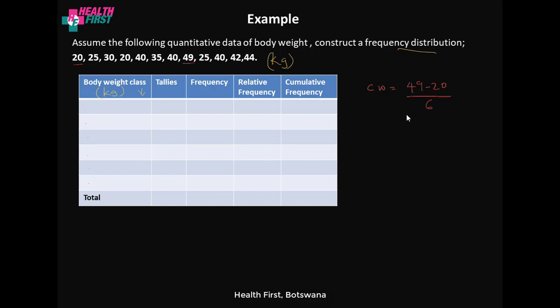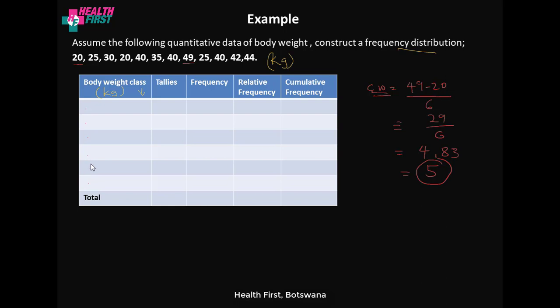So 49 minus 20 is 29. We divide that by 6. We would get something like 4.8, right? 4.83. Remember we said we round up. So this is 5. So it means that we are going to have a class width of 5 in these 6 classes, right?